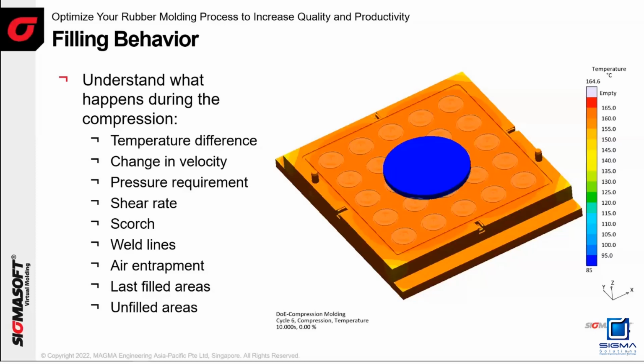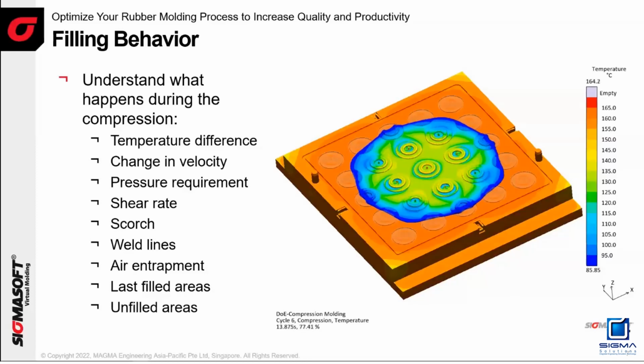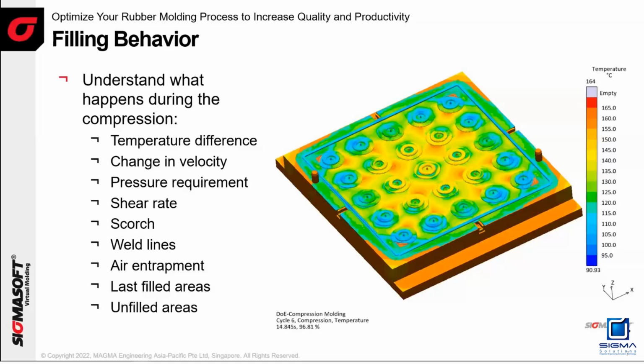So to understand the process, we have this filling behavior calculation analysis. In this you can get the temperature differences of the material, the changes in the velocity, the pressure requirement, the shear rate differences between the cavities, the scorch levels, weld lines, air entrapment. There are many results, but I listed a few here to highlight, and we can find out the last fill areas and where the unfilled areas are. All these things we can find in this filling behavior analysis.